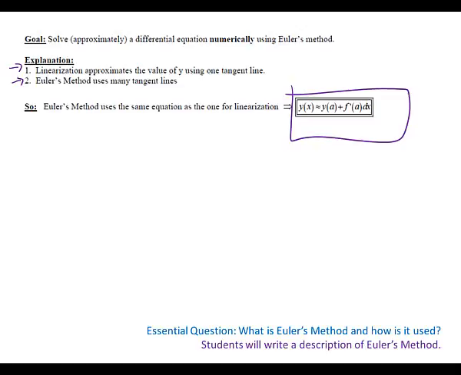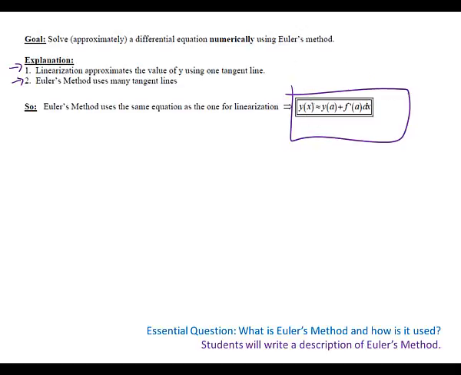All right, so linearization is basically what we call a tangent line approximation. Okay, we did that last year. You might not remember it, but we did do it at some point. So basically instead of using one tangent line, Euler's method uses a whole bunch of tangent lines to get to that C value. All right, this is the formula we're going to use.